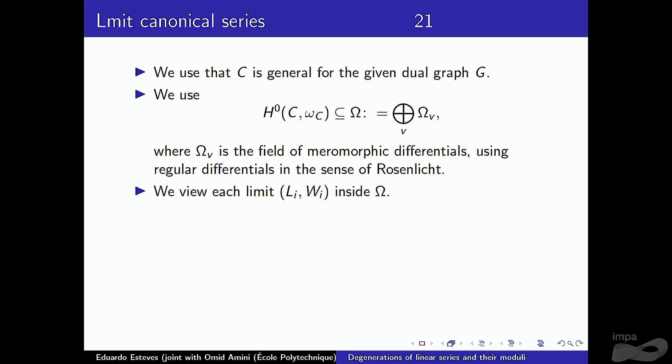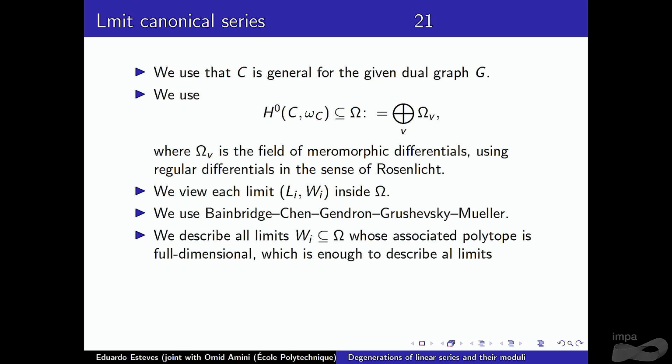So we view each limit, not just that limit. Of course, if you look at the canonical series, it's a limit of the canonical series, but it's not the only one. But we can view each of the limits inside omega. So we're going to view these sections as tuples of meromorphic differentials. Here is something very important that we use. These five authors describe the conditions that these limit differentials must satisfy. Of course, they involve Rosenlicht type conditions. There is the residue theorem: the sum of the residues must be 0. But then there are extra conditions called global residue conditions. And those were crucial for us.